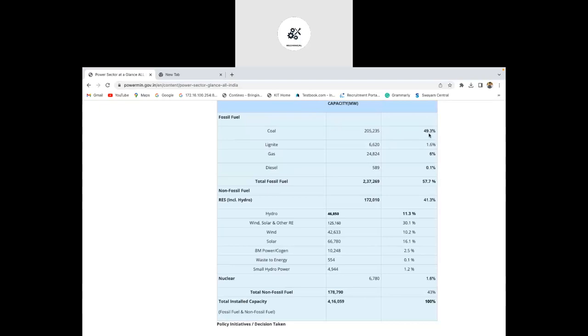So we mostly depend upon coal, which is again a fossil fuel. It is a non-renewable resource, and it impacts the environment negatively, so we have to reduce the dependency on coal. Also, nearly 6% of power is generated through burning natural gas, and 0.1% is generated through diesel power plants, etc.